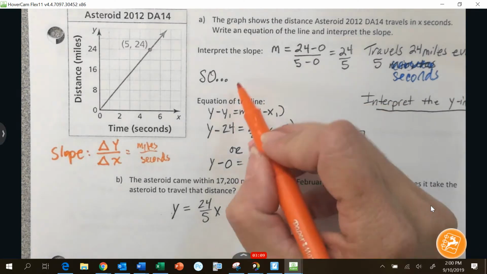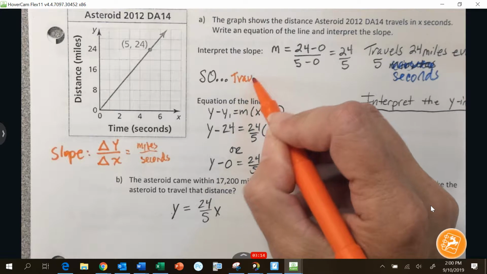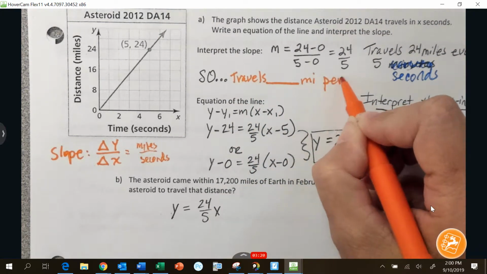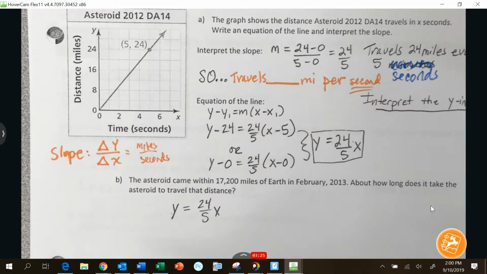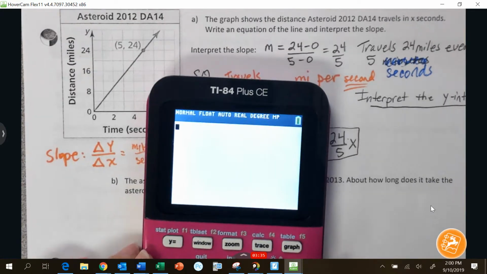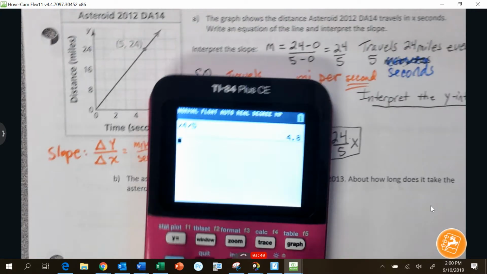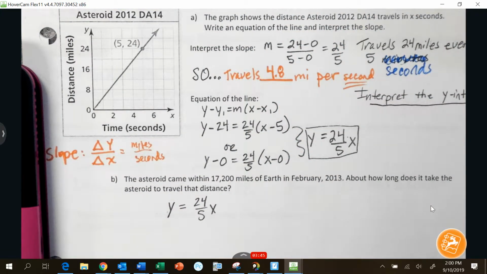So what we need to do is figure out that the asteroid travels how many miles per second. So we have to find it per 1 second. So how do I take 24 over 5 and change that so it is per 1 second? How do I do that? You divide it. 24 divided by 5 is 4.8 miles per second. So that is interpreting the slope.